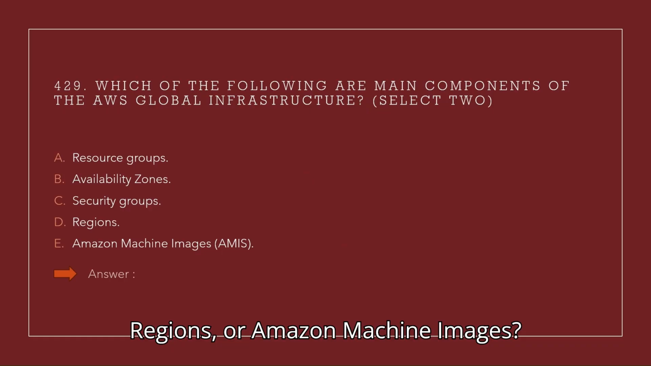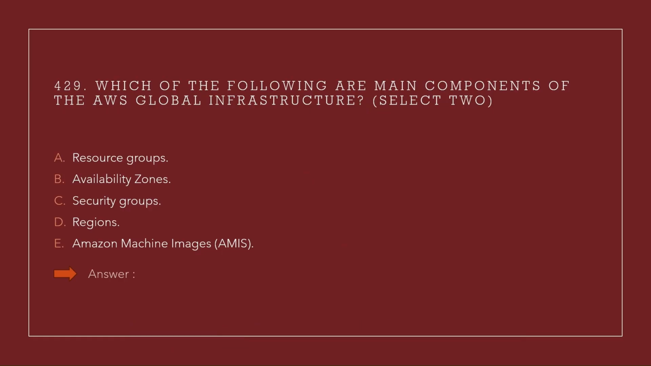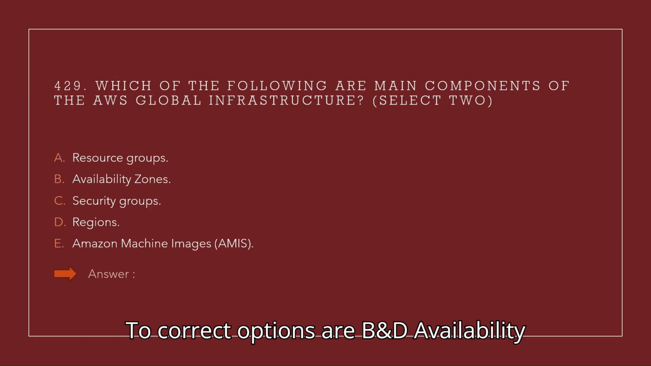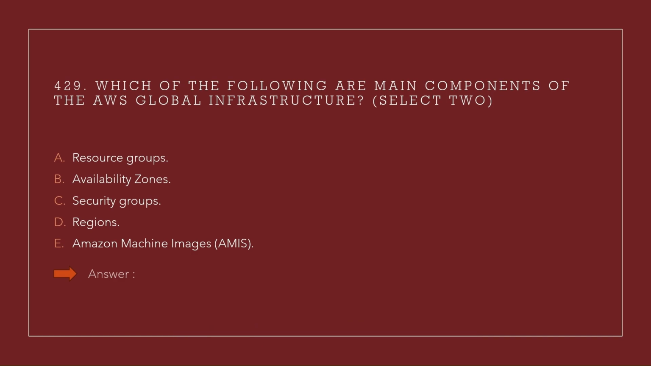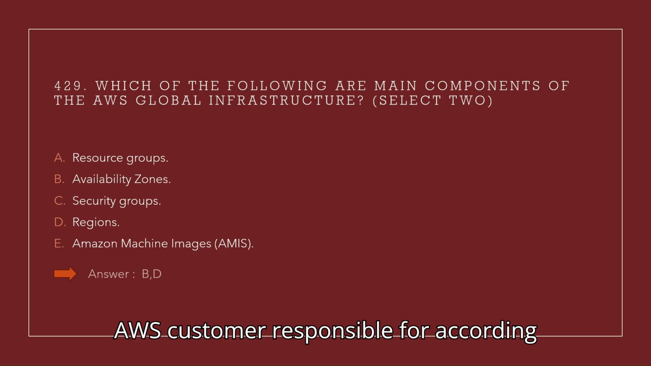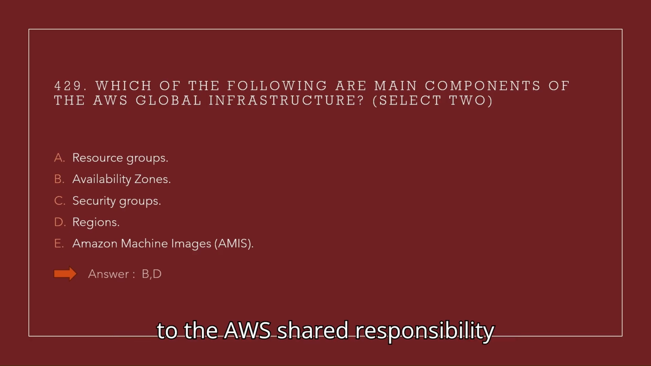Moving on, which of the following are main components of AWS global infrastructure? Resource groups, availability zones, security groups, regions, or Amazon machine images? Two correct options are B and D. Availability zones and regions are main components of AWS global infrastructure.